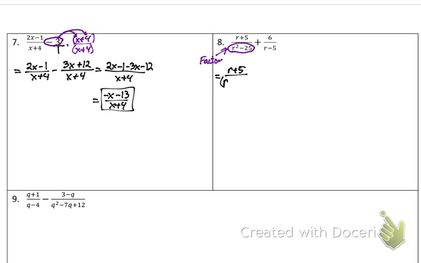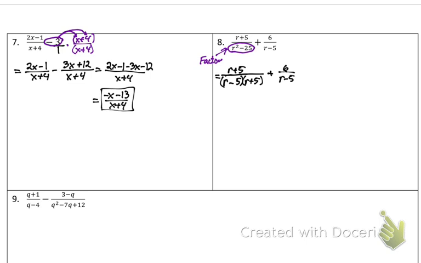What do I rewrite r squared minus 25 as? r minus 5 times r plus 5. At least you have one person that's going to do well on this. Plus 6 over r minus 5.